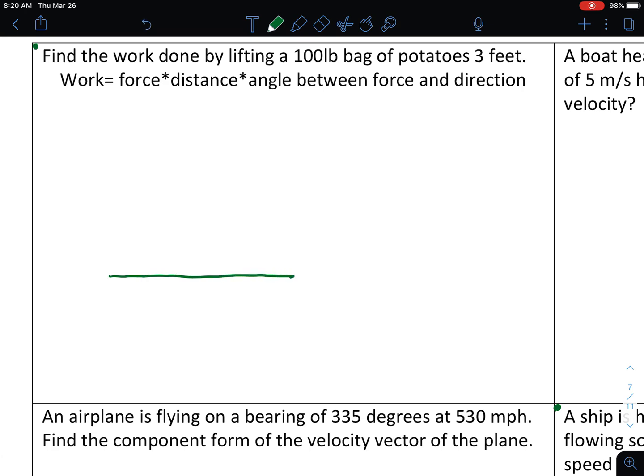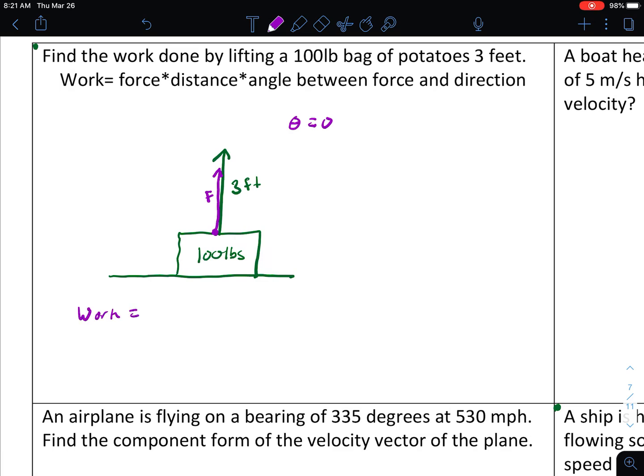So our diagram is actually very simple here. We have the ground, and we have our bag of potatoes. Now, our bag of potatoes is 100 pounds. And we just want to find the work done by lifting the bag of potatoes 3 feet. So the bag of potatoes is moving this direction 3 feet. Now, because it says it's lifting, we're not technically pulling on it in any direction. Our force is going to be going parallel to the direction of travel. So theta, the angle in between the force and the direction of travel, is actually 0 here.